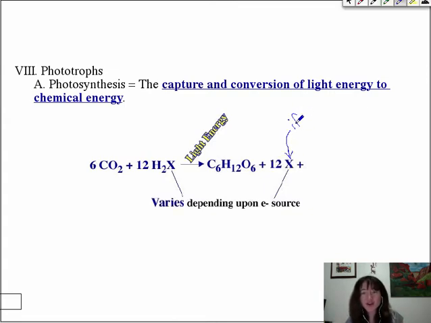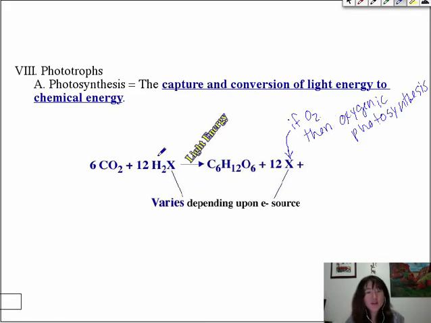So if O2, then oxygenic photosynthesis. And said another way, if the electron donor is water, then we're looking at oxygenic photosynthesis.